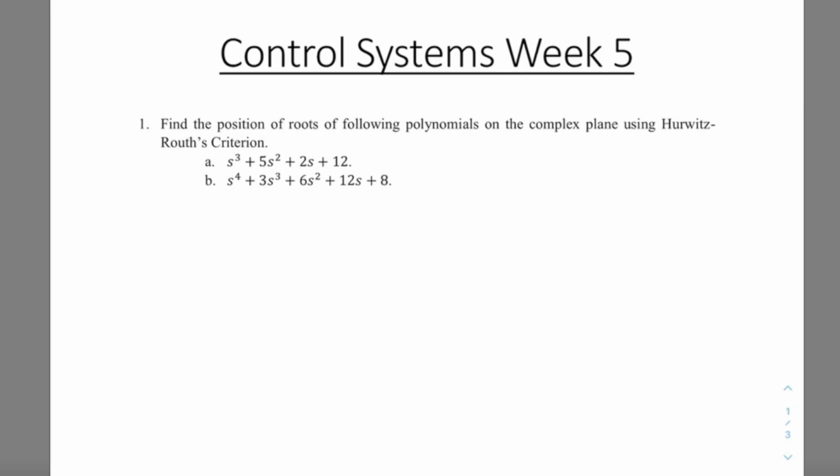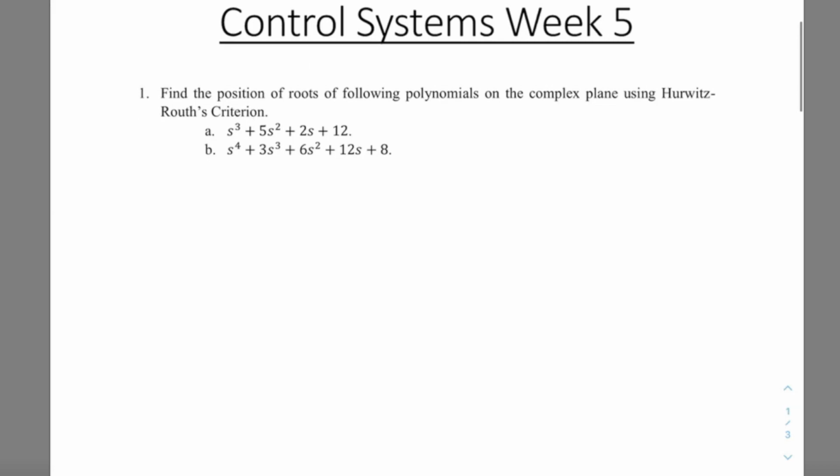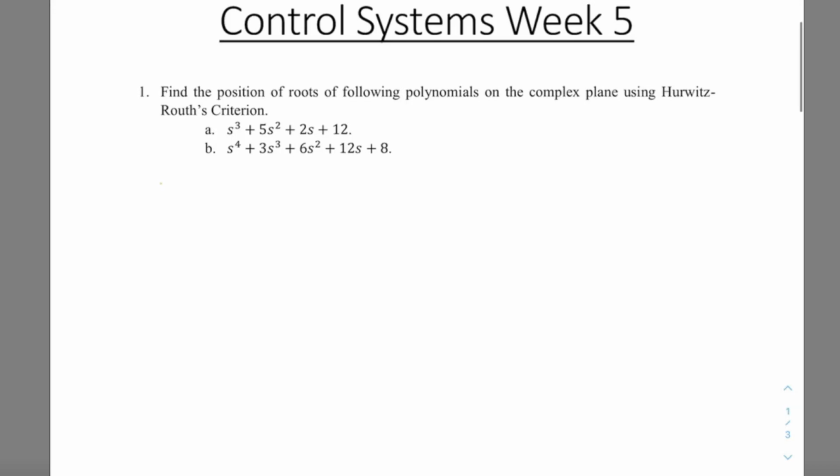So what is this Hurwitz-Routh criteria? It helps us in figuring out the nature of roots of the polynomial. We can use this criteria along with our transfer function, the notion of stability, to figure out whether the system is stable or not. So let us work out the criteria with these two example polynomials.